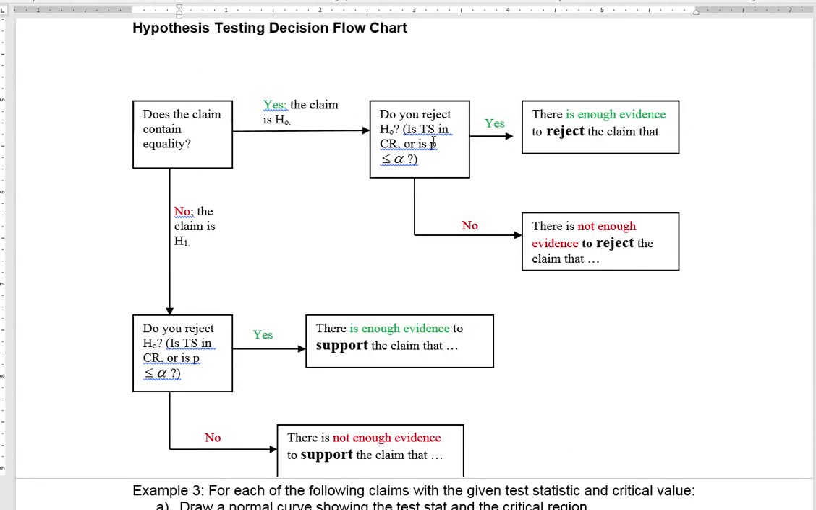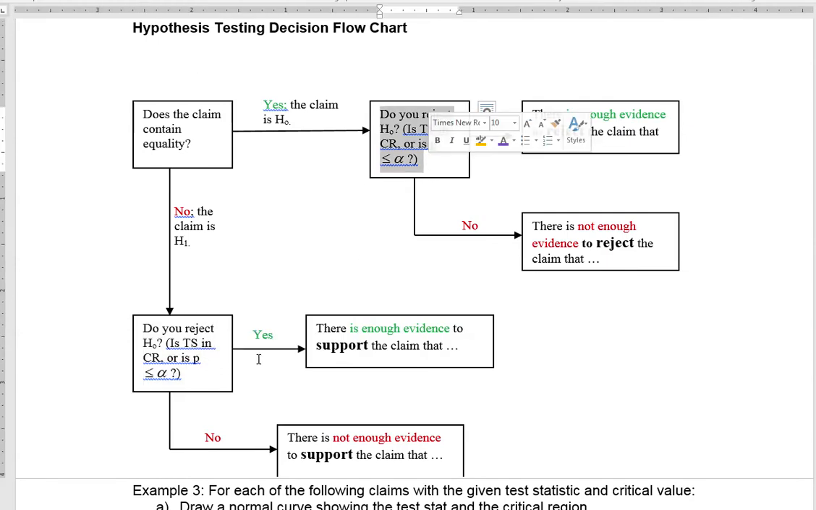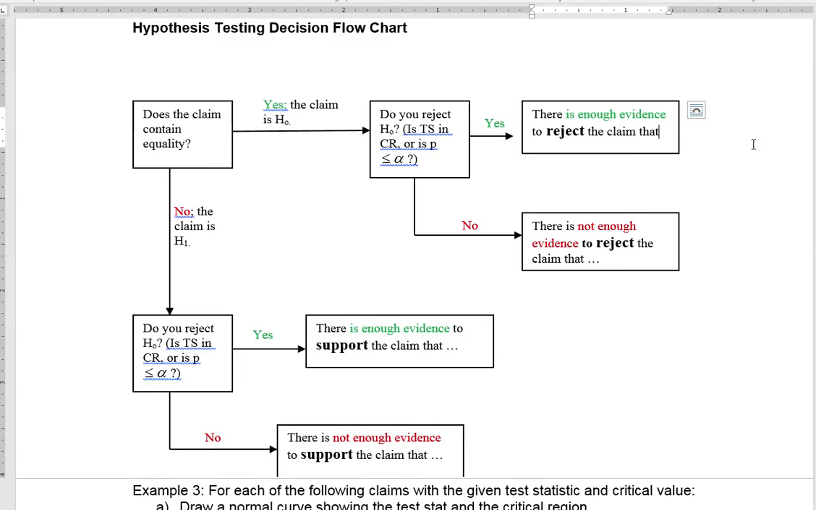Our second one is that do we reject the null hypothesis? So is the test statistic in the critical region? Or if we're using the p-value, is p less than or equal to alpha? So if our answer to that is yes, that's when we get those strong statements, regardless of which direction we went for the first one. You'll notice again, this is the same question over here as we have over here. So we get that same strong statement on both of them, but they're not the same statement. They're both strong, but not the same statement. So the first one, if the claim contains equality and we reject the null hypothesis, we're rejecting the claim. So our strong conclusion says there is enough evidence to reject the claim.